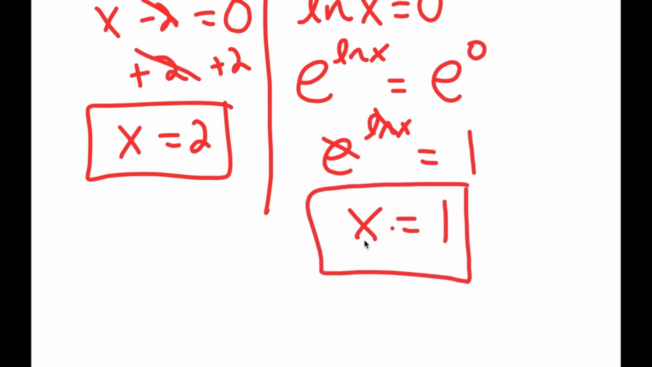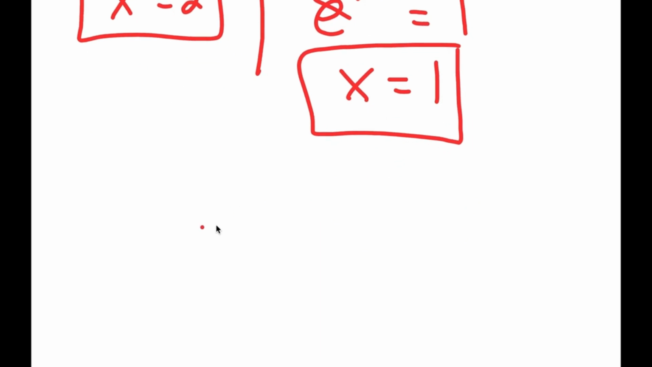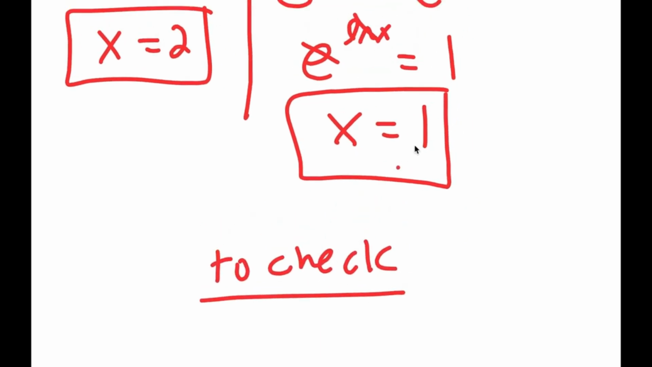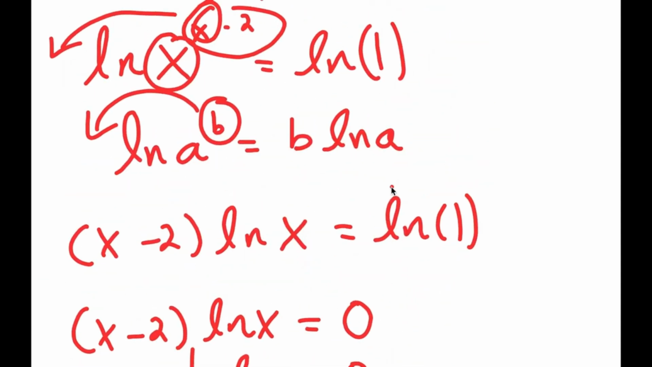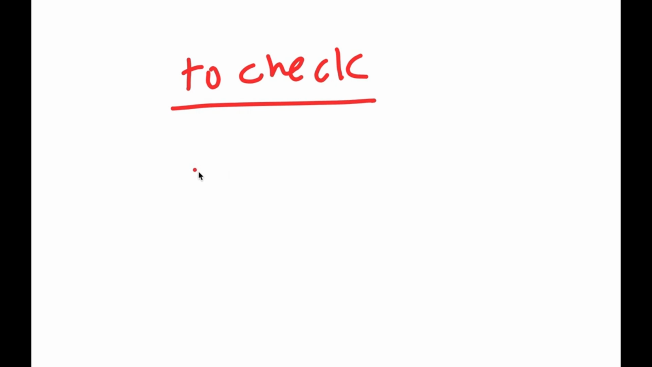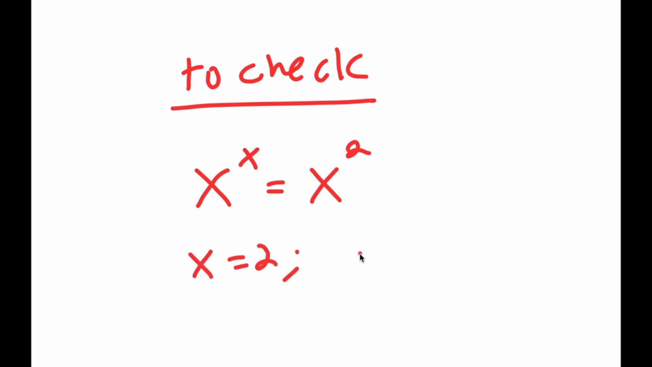So now we have our two solutions, but we have to check if they're right, because several times we can get a solution and it won't work out in our equation. So going back, our equation was x to the power of x is equal to x to the power of 2. And our solutions were x is equal to 2 and x is equal to 1.